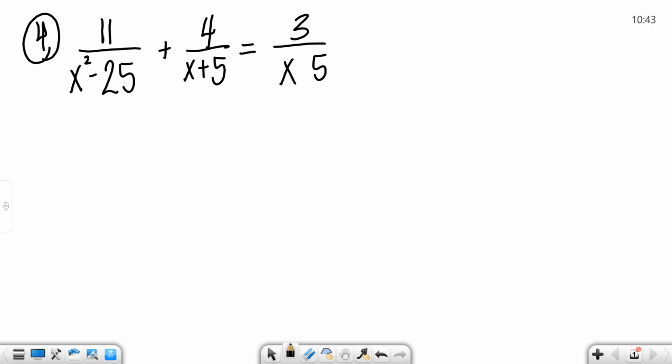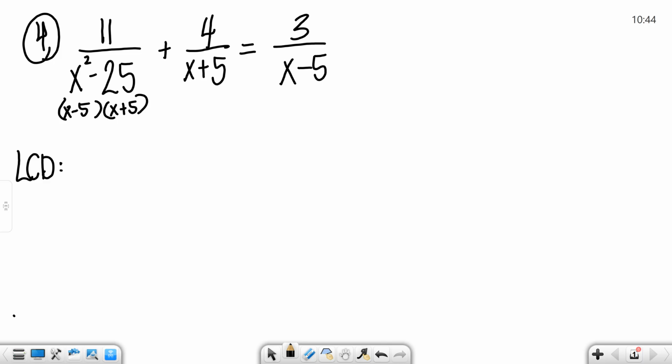All right, so 11 over x squared minus 25 plus 4 over x plus 5 is equal to 3 over x minus 5, that should be a minus 5. All right, so the first thing we've got to do is decide what is the least common denominator. Well, in order to decide that, I need to factor this x squared minus 25. I know it's difference of squares, so it's x minus 5 and x plus 5.